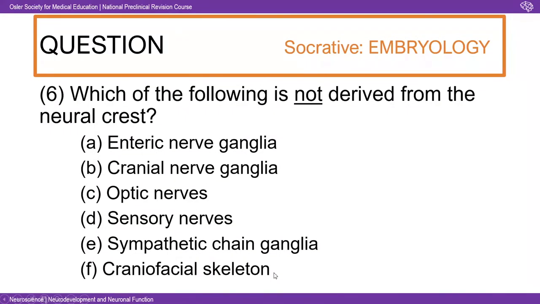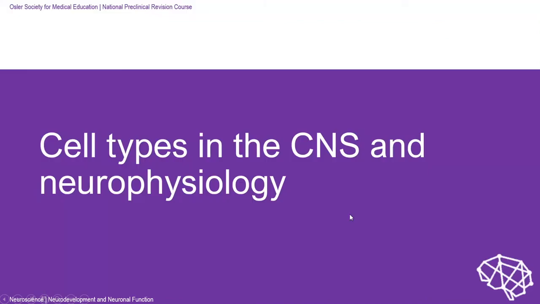All right, so the answer here is your optic nerves. As we mentioned many questions back, the optic nerves are formed from the diencephalon. So the diencephalon forms the optic cup, which forms the retina. The optic nerves are outgrowths of the retina, so it's not derived from the neural crest. The craniofacial skeleton is one of those cool non-nervous system things that the neural crest is contributing to.